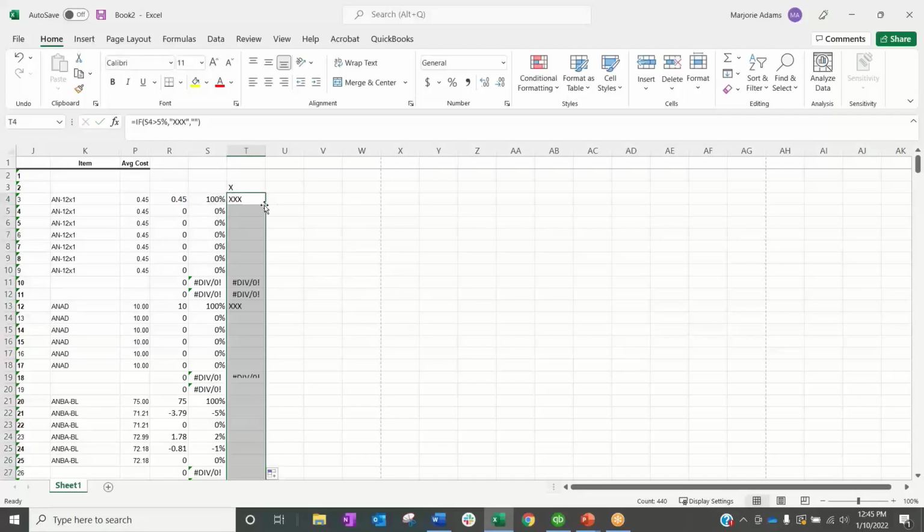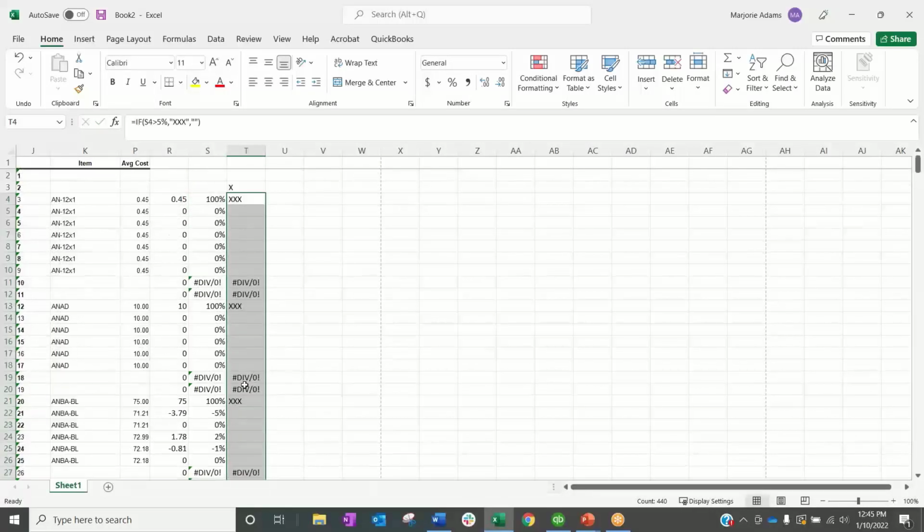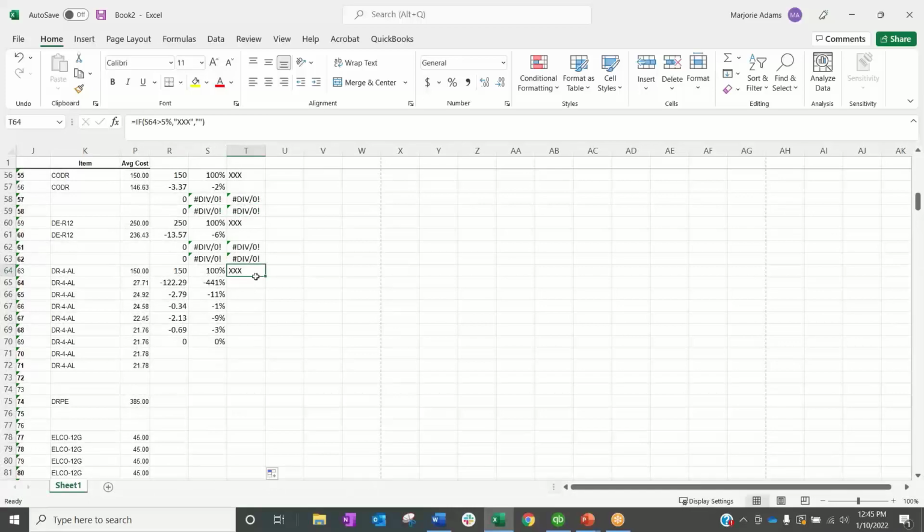All right, so that's greater than 1%, so it copies down. And it just points out to me the ones that are greater than 1%. And probably I did this wrong. I shouldn't have had it return the 100%. Right, so it just is pointing out to me the ones that I need to pay attention to.